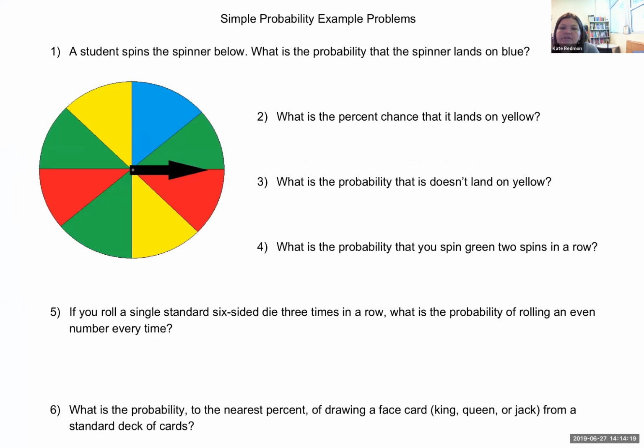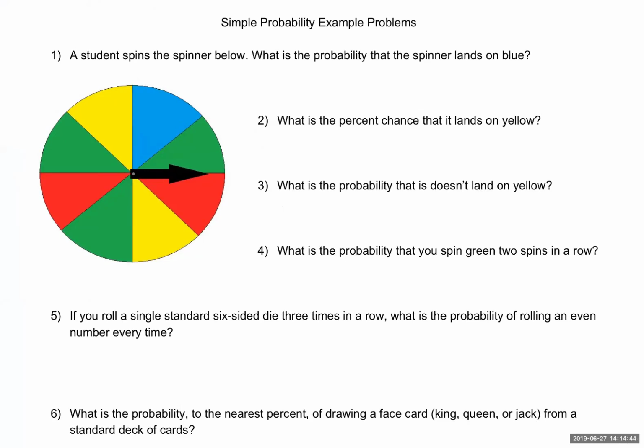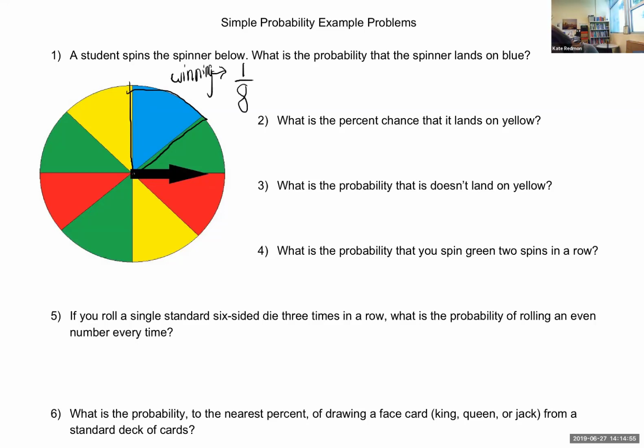Got some examples. Number 1 says a student spins the spinner below. What is the probability that the spinner lands on blue? The probability that the spinner lands on blue. Well, you can see this spinner here, and I've got some different spots, but only one of them is a winning spot. Only one of them is blue. 1 out of 8. Exactly. 1 blue, that's a winning outcome out of 8 total possible outcomes.